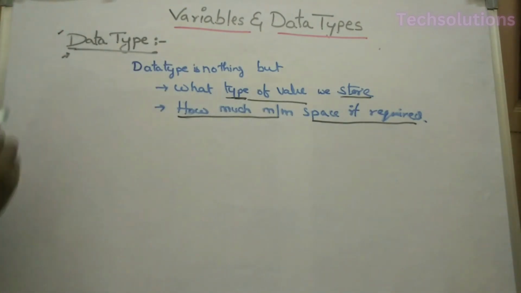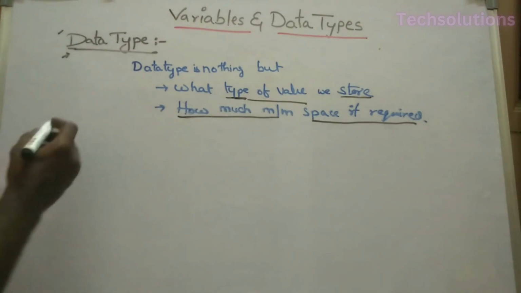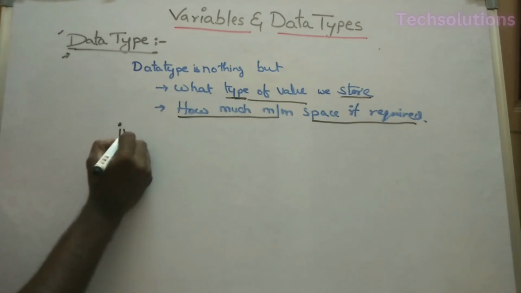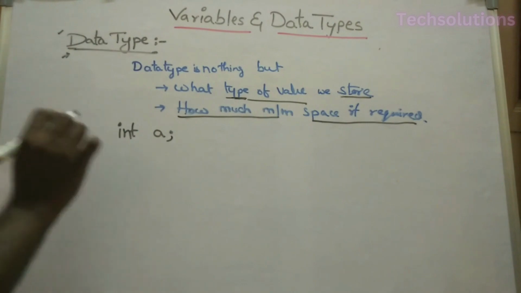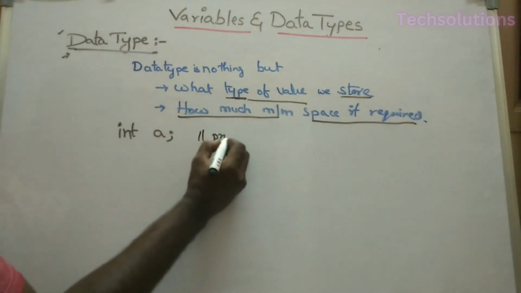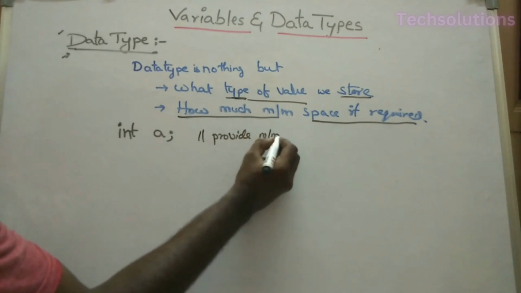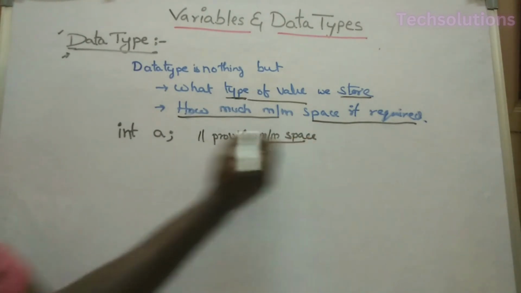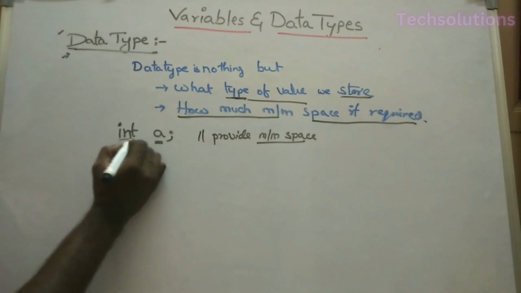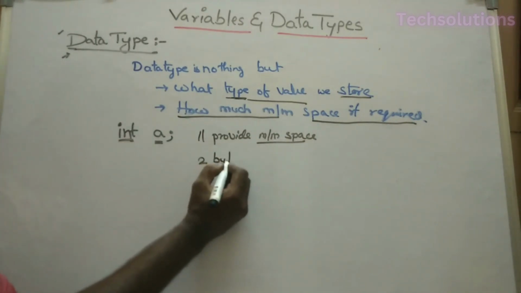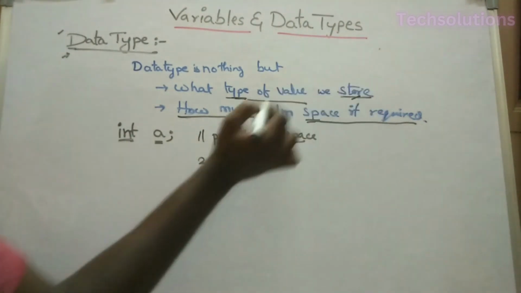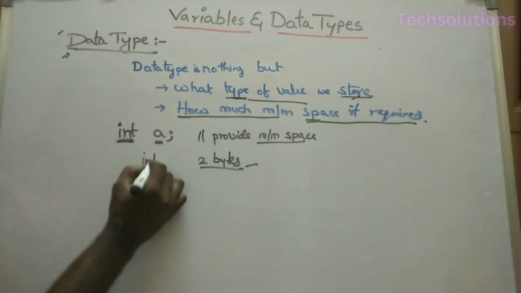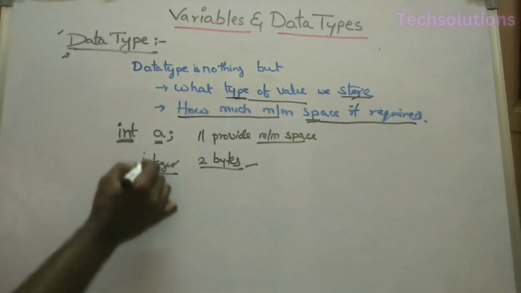Now, what are the different types of data types we have? Suppose, for example, earlier I declared the variable int a. What is the meaning? Here I declare the variable. What is the purpose of declaration? To provide the memory space. How much space do I have to provide? For an int variable, I provide 2 bytes of space, and I can store only integer values.